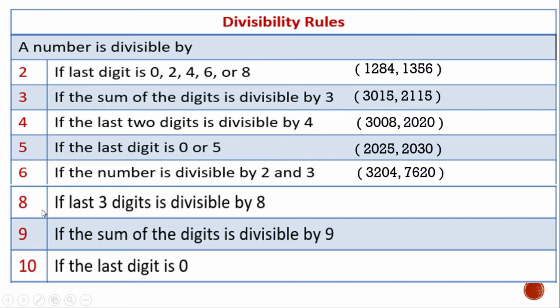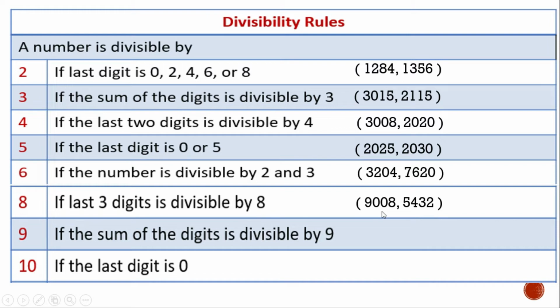Then, for 8. If last 3 digits are divisible by 8. Last 3 digits means you have to include hundreds place also. For 4, we took last 2 digits and for 8, it is last 3 digits. See, 008 and 432. So, 8 is divisible by 8. In your rough note, you can try out this: 432 divided by 8.